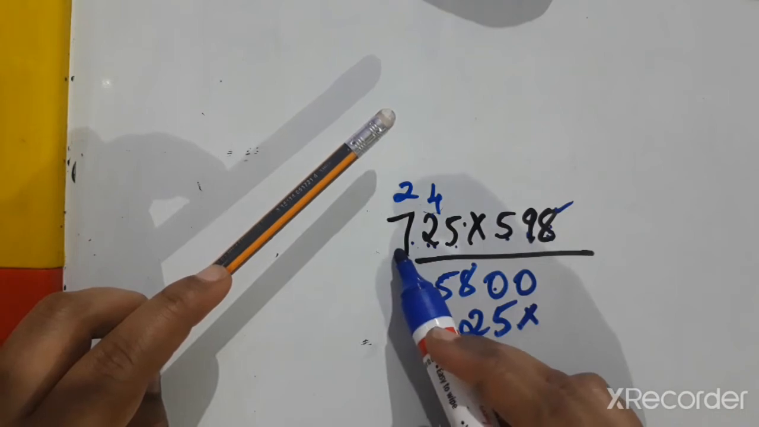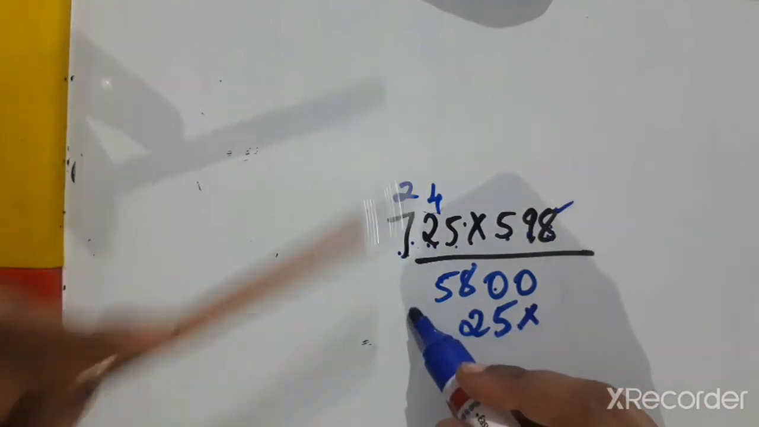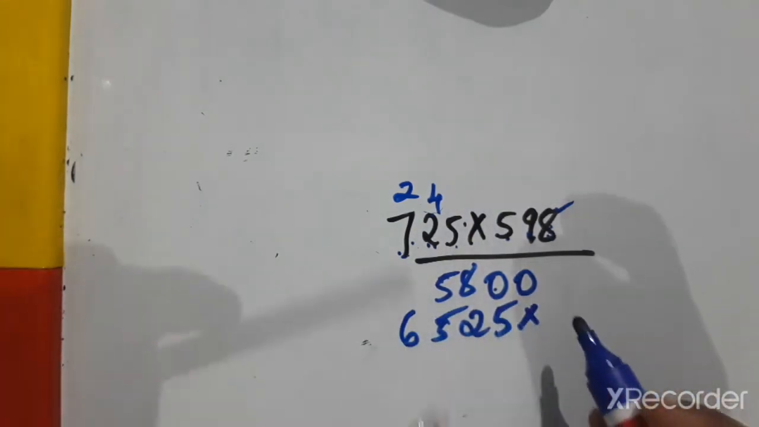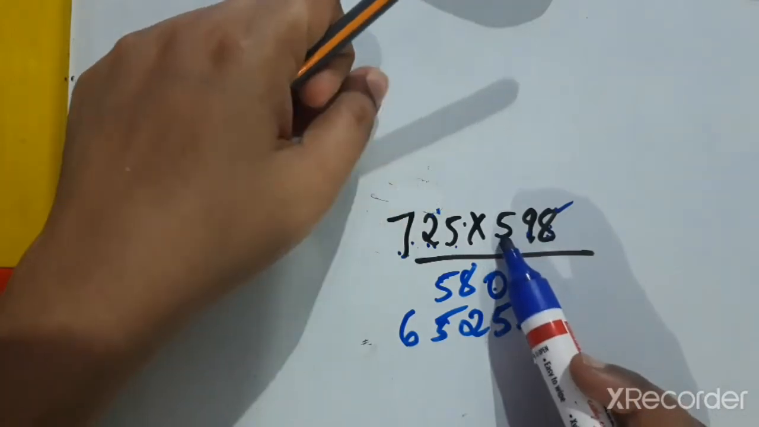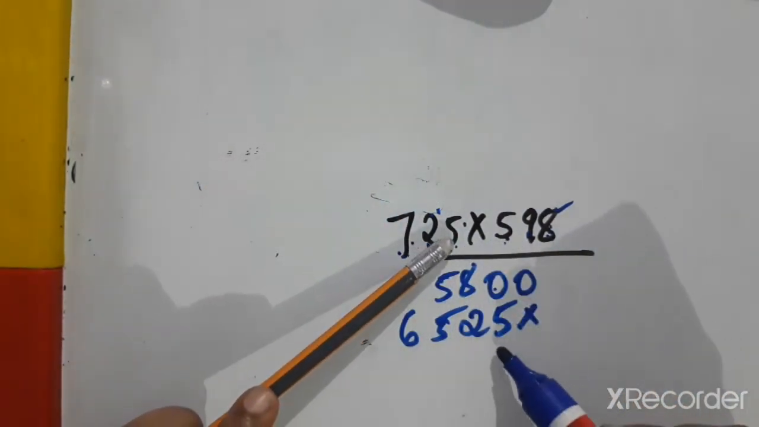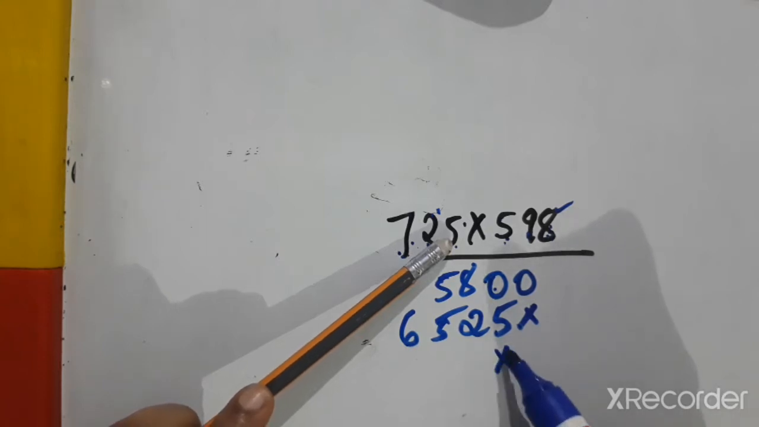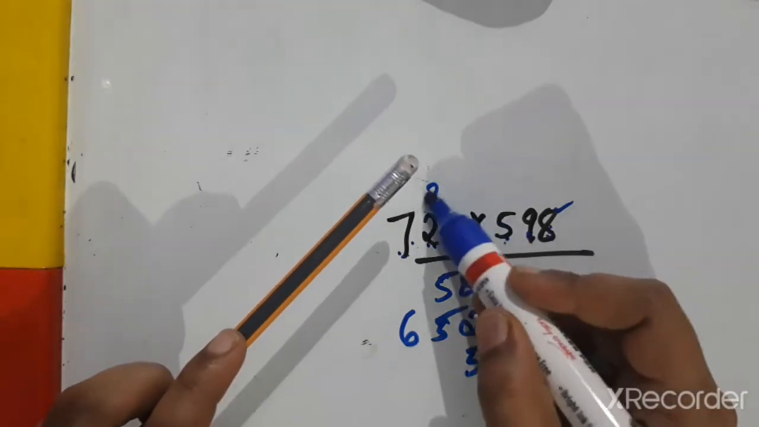9 7s are 63. 63 plus 2 is 65. So 6 5 here. Okay, this line is over. Now we have to multiply with 5. 5 with each number. 5 5s are 25. So here again we have to leave 1 space, and here blank. Okay, then 5 5s are 25 means 5 here, 2 carry out to the next place.